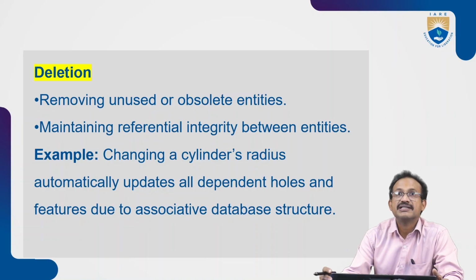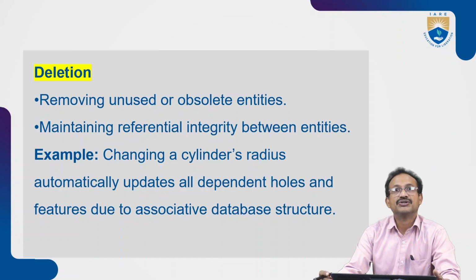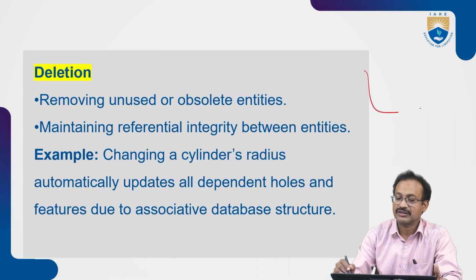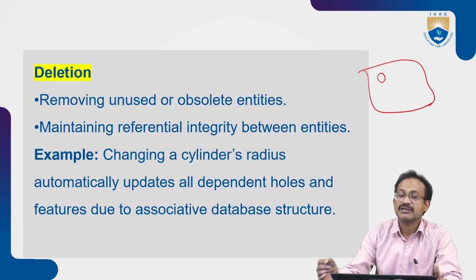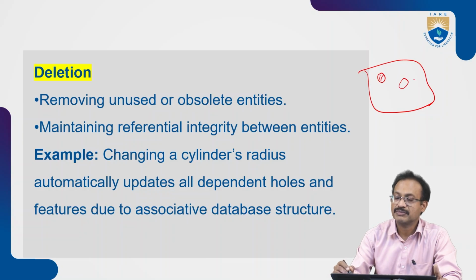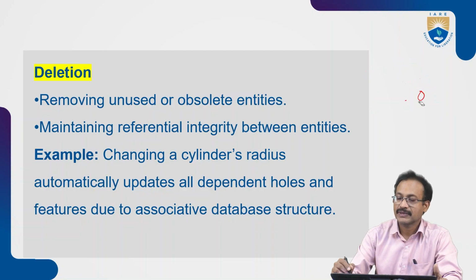Example, changing a cylinder's radius automatically updates all dependent holes and features due to associative database structure. Already I have told that, let us say here one circle is there. Suppose we update this seed circle, and let us say we copied 4 more circles here. If there is any update in the dimension of this circle, automatically because of this associativity, all these 4 circles' dimensions also will update.